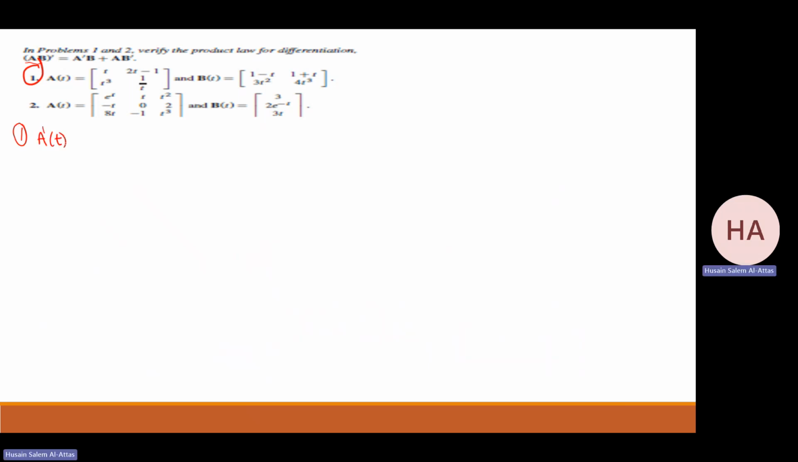A prime of t will be what? It will be 1, then 2, 3t squared, minus 1 over t squared. Okay, B prime of t will be what? Minus 1, 1, 6t, 12t squared.